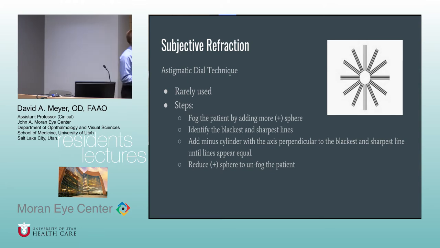Anyway, if you are doing minus cylinder, you add minus cylinder with the axis perpendicular to the blackest and sharpest line. So if they say that horizontal line's blackest and sharpest, you orient your axis at 90, and then you add minus cylinder until it looks equal. And then you unfog the patient. That gives you a rough idea of how much astigmatism the patient has and roughly where it's oriented. Again, not really ever used, but you might get a question on it.